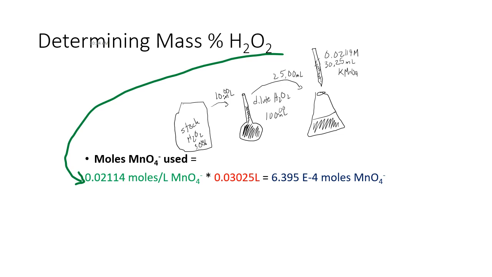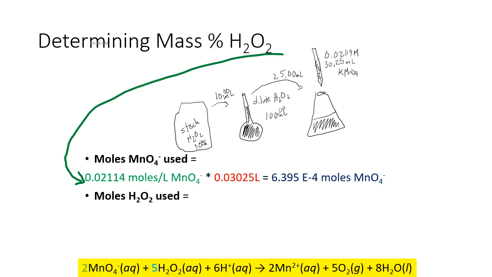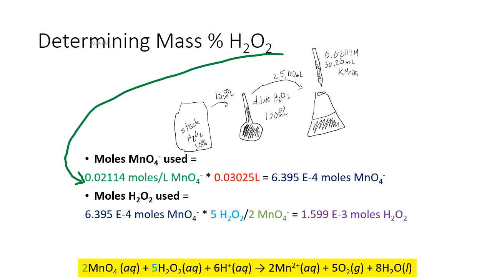And we get 6.395 times 10 to the negative 4th moles of permanganate. How many moles of peroxide does that mean I used up? So I take my ratio from my balanced chemical equation, it's 2 to 5, or rather in this case 5 to 2. I multiply it by 5, I divide by 2. So I started with 6.395 times 10 to the negative 4th moles of permanganate, and when I multiplied by 5 and divided by 2, I got 1.599 times 10 to the negative 3rd moles of peroxide.